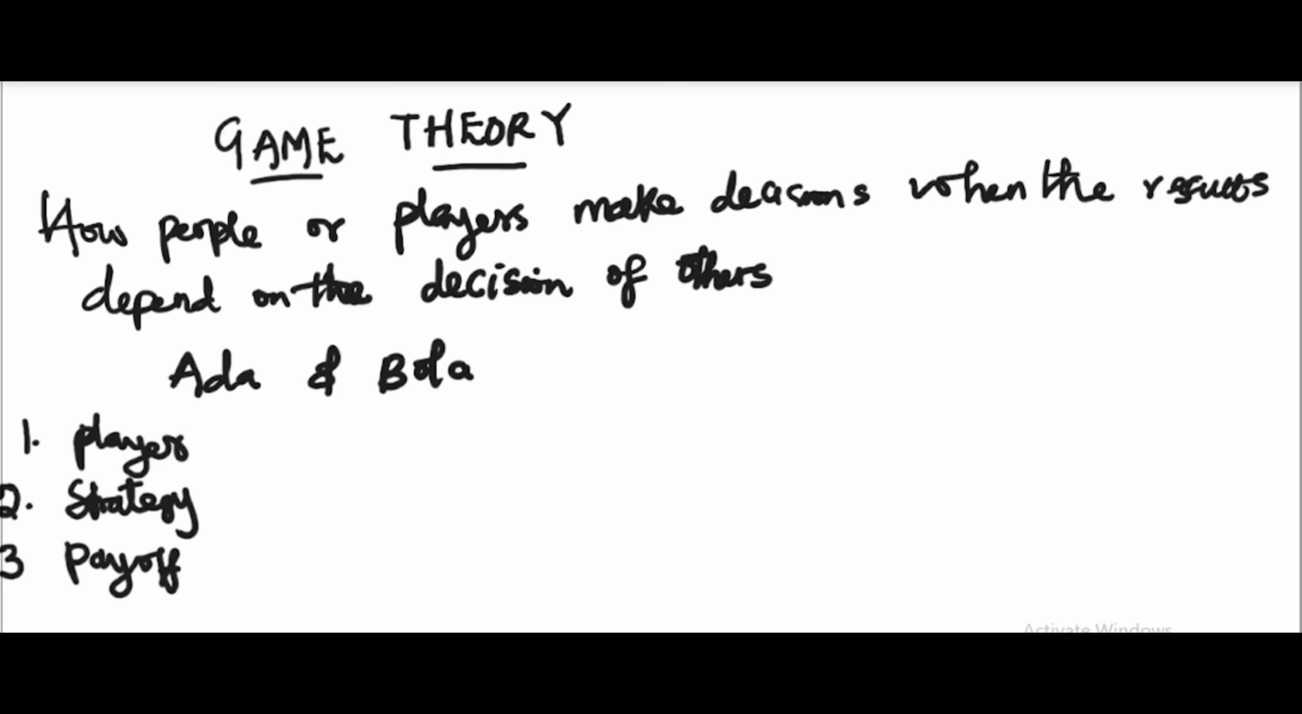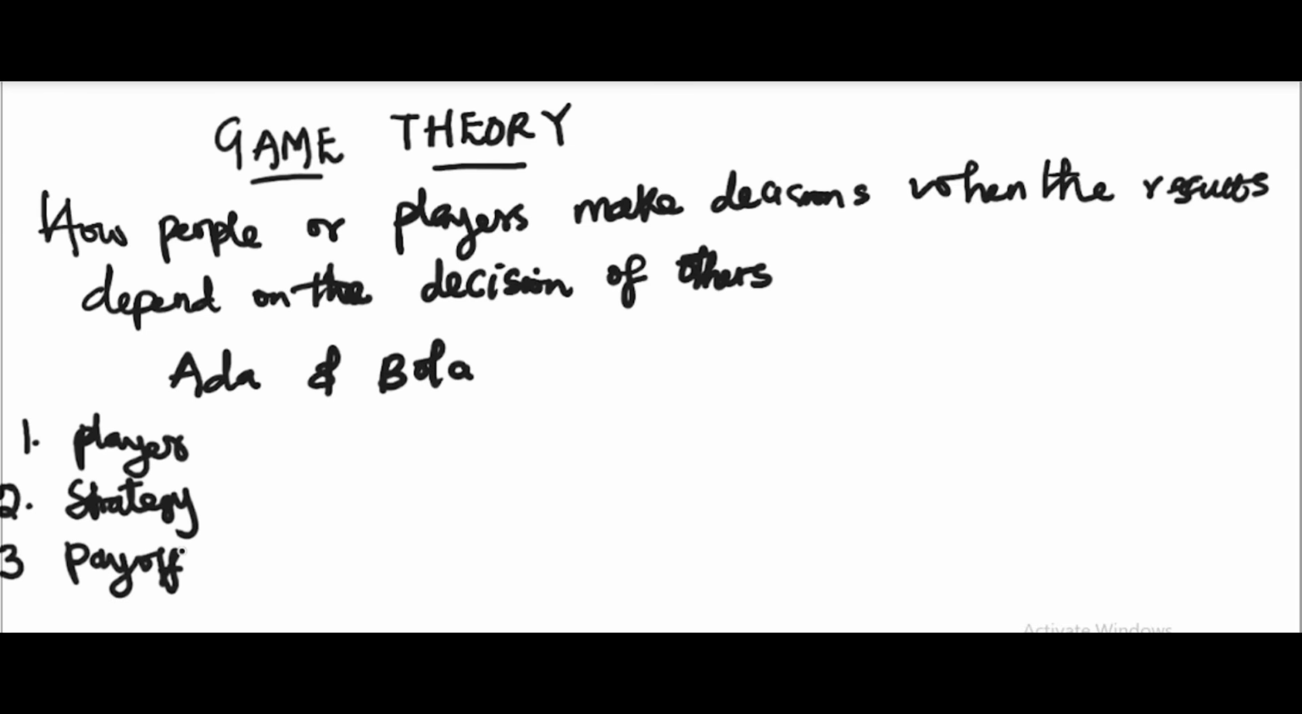The payoff is the result or reward obtained after the players make their choice. So what do you get by making your choice? If both of them decide to sell at high price, they make profits. If Ada decides to reduce her price, what happens? She attracts more customers. So that is the payoff.